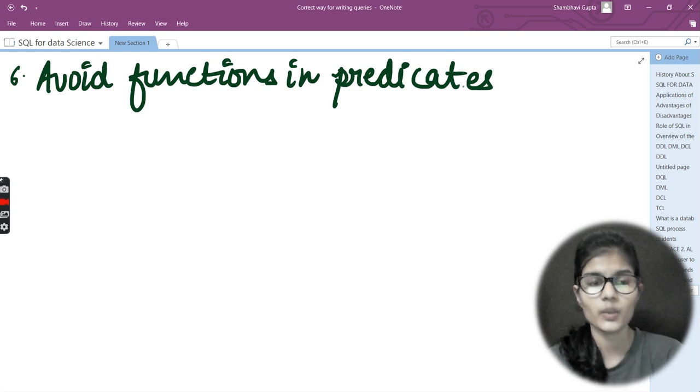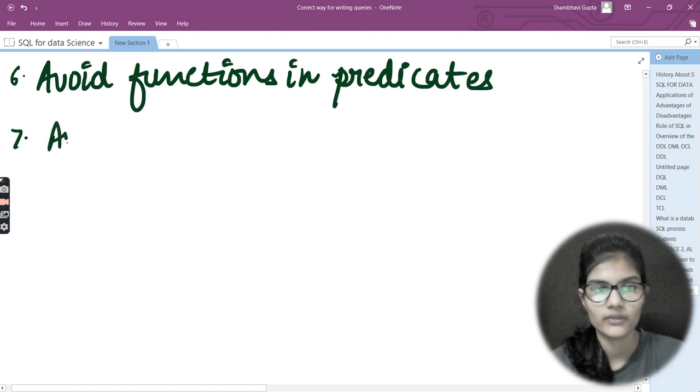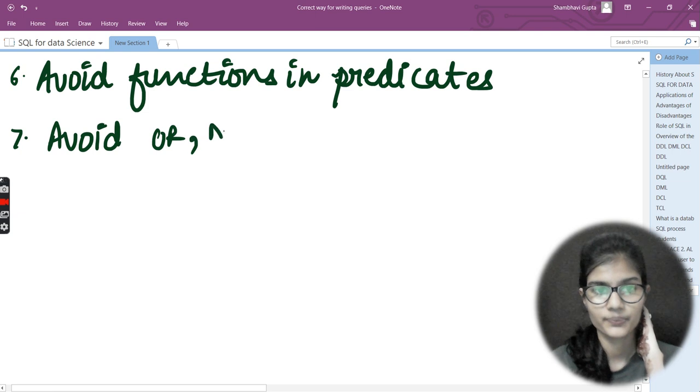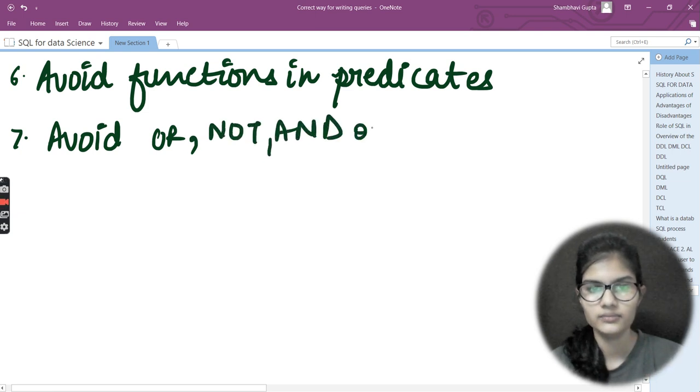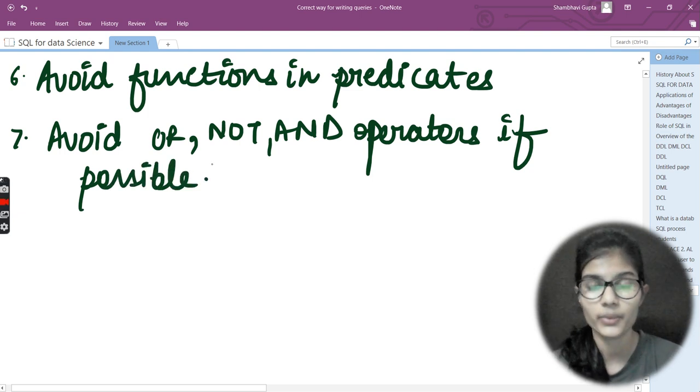Okay, right here. So this was the sixth one which you should keep in mind. After that, we have: avoid or, not, and operators if possible. Avoid or, not, and operators if it is possible, right?